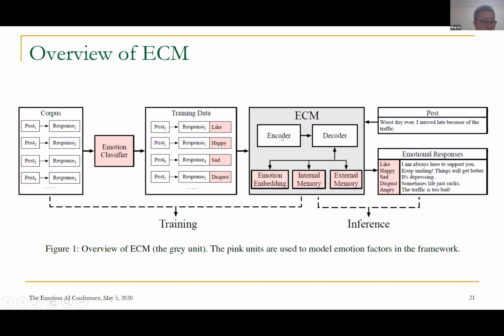The ECM is the model in the middle, which is basically an encoder-decoder kind of framework. And then we have the emotion embedding and the internal memory, external memory, and then the bottom part will be the generated sentence. When you give different emotions, you're going to generate different kinds of sentences with those emotions embedded inside.